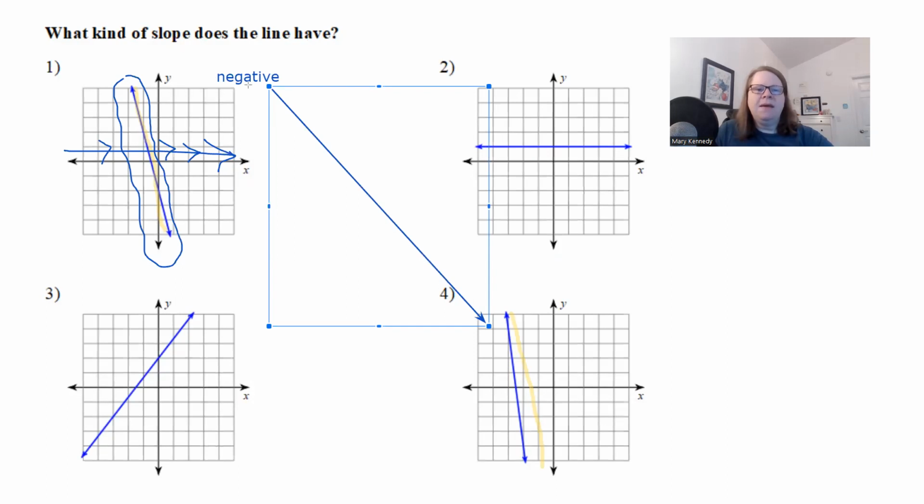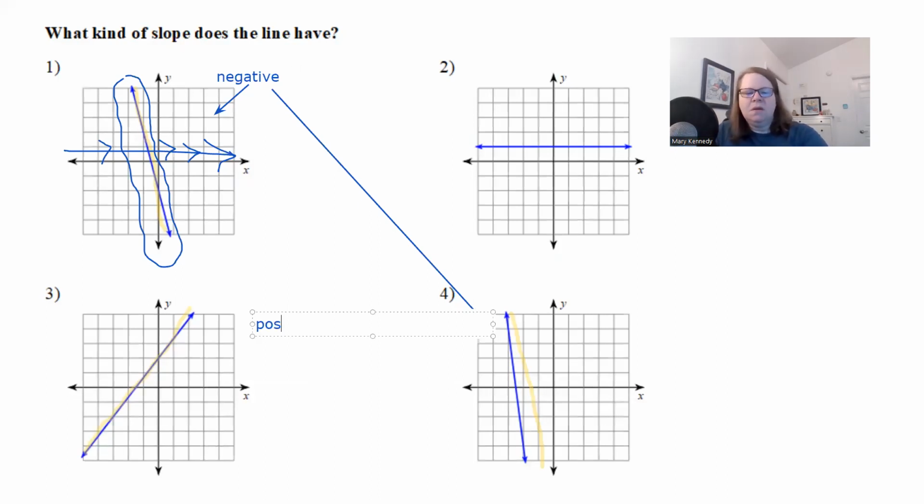Okay. And then we have, let's do 3 next. So on 3, I see it's definitely increasing as we're going across to the right. So it makes sense that that is going to be a positive slope, right? So positive slope here. And so that leaves number 2 as the question. All right. So a couple of ways to think of this.